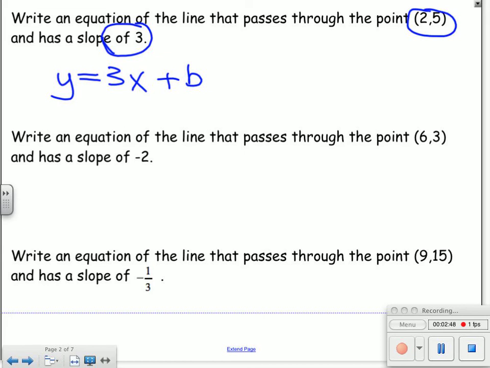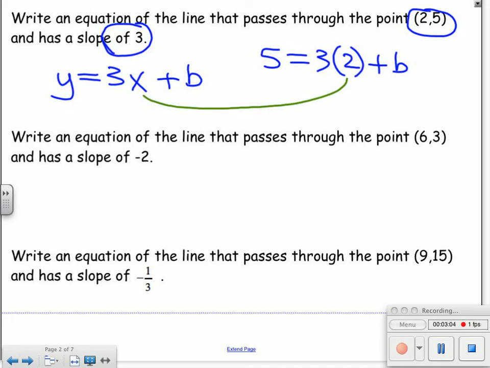So if that's the case, 5 goes on this side because that's what the y is equal to. I'm just filling in 3, and then 2 is going to go here because that's where the x goes, plus b. So I'm hoping that you guys get this. Here, the 2 is the x, and the 5 is the y. That's why I just substituted them in there, because I can now solve for the equation. So now this is going to be 5 is equal to 6 plus b. We're going to subtract 6 from both sides. We're going to end up with -1 is equal to b.